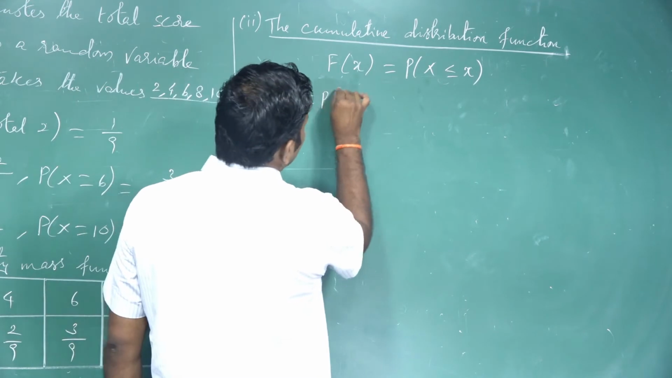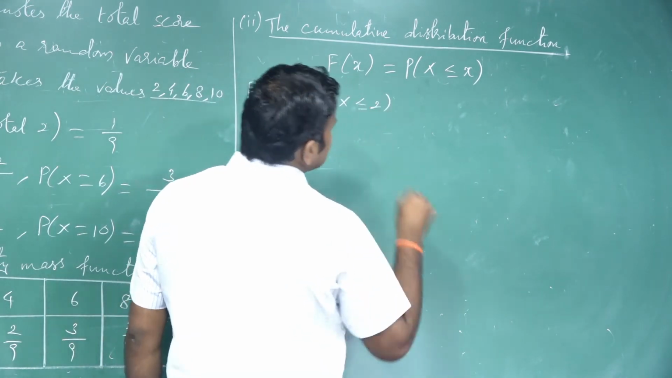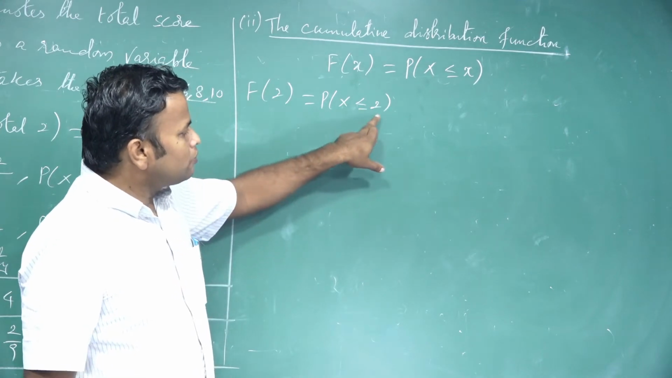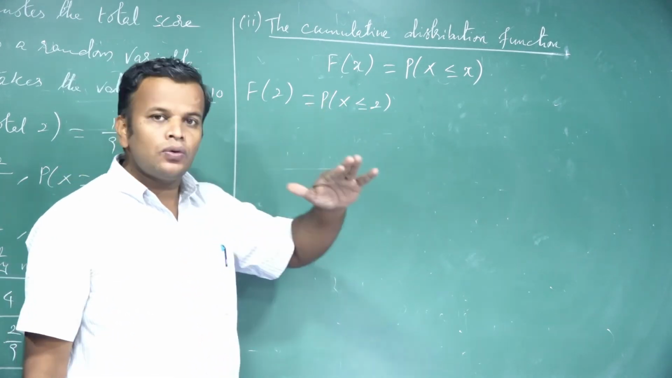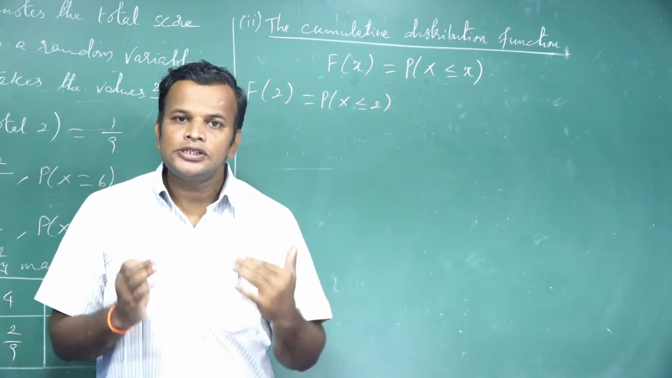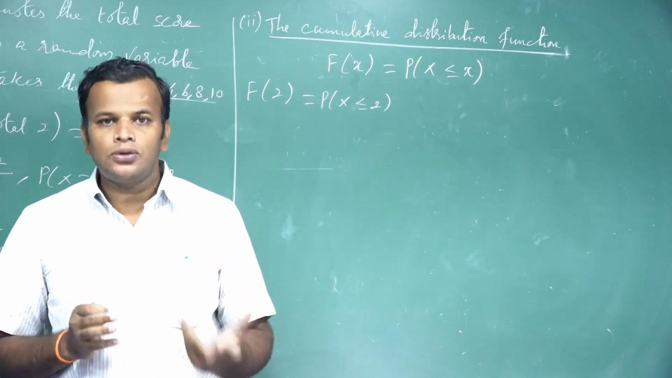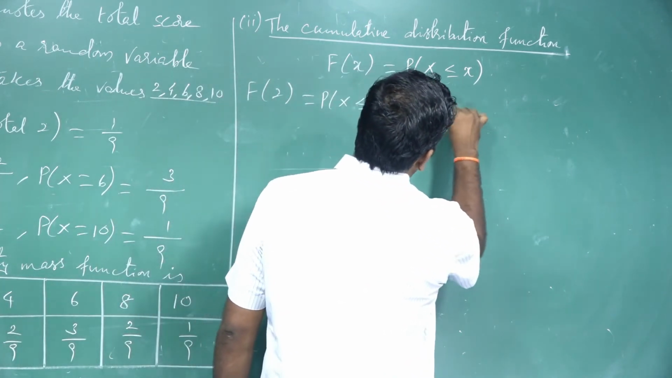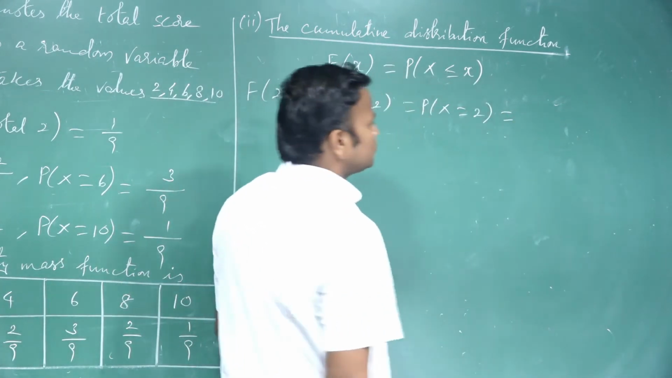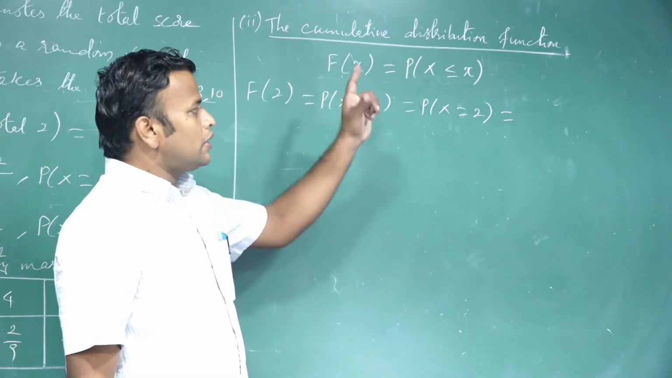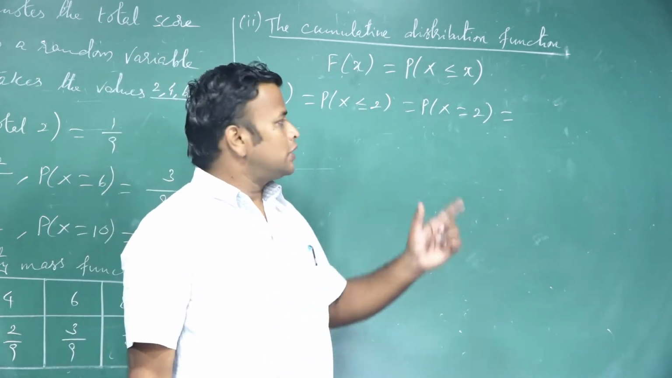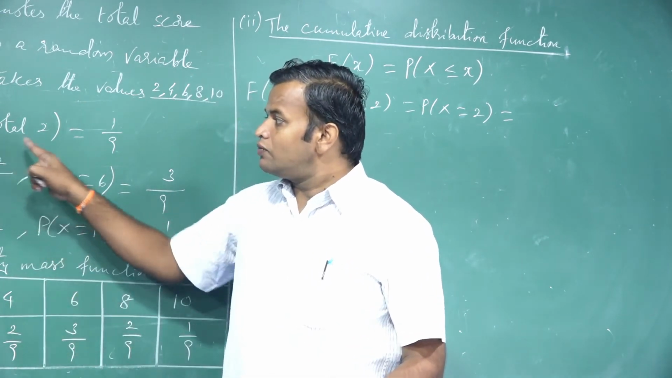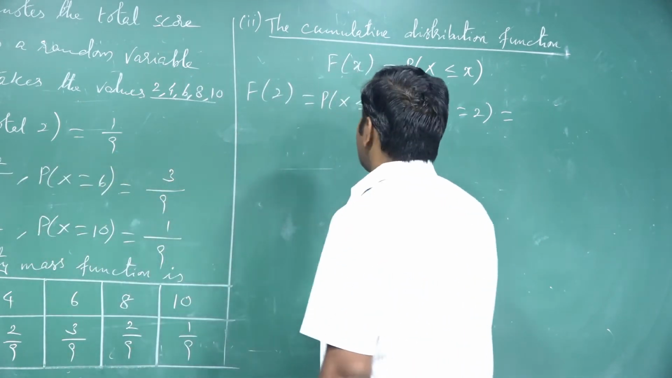So P of x is less than or equal to 2. X less than or equal to 2 means the value may be 2 or less than 2. But in this sum, the minimum value of x is 2. So this is nothing but P of x is equal to 2. We already found the value of P of x is equal to 2. When x is 2, what is the probability value? If we see the table, that value is 1 by 9.